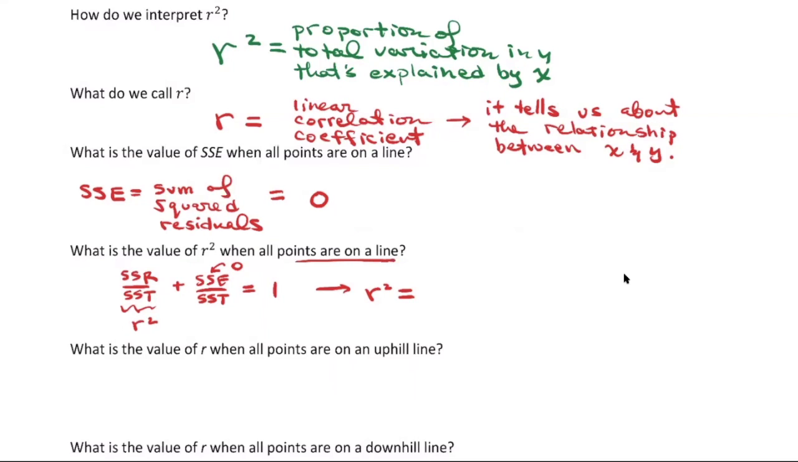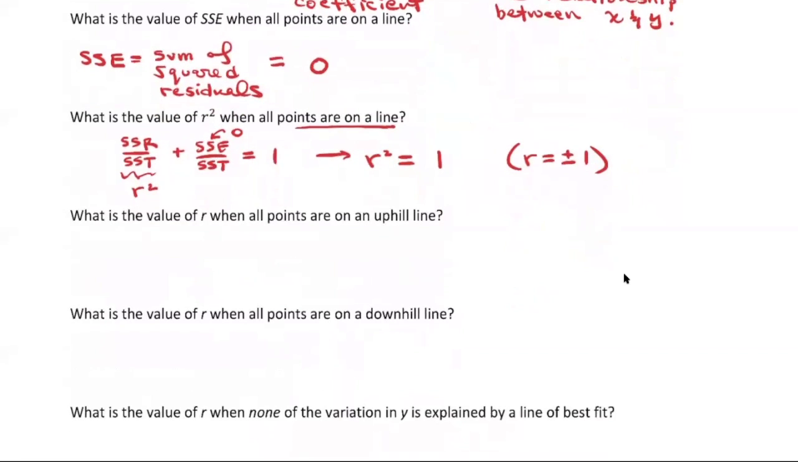R squared will be 1, which tells us if r squared is 1, r is plus or minus 1. You guys follow me on this? So if the points are on a line, r squared is 1, so r will be either positive 1 or negative 1 when the points are on a line. What is the value of r when the points are on an uphill line? Anybody?